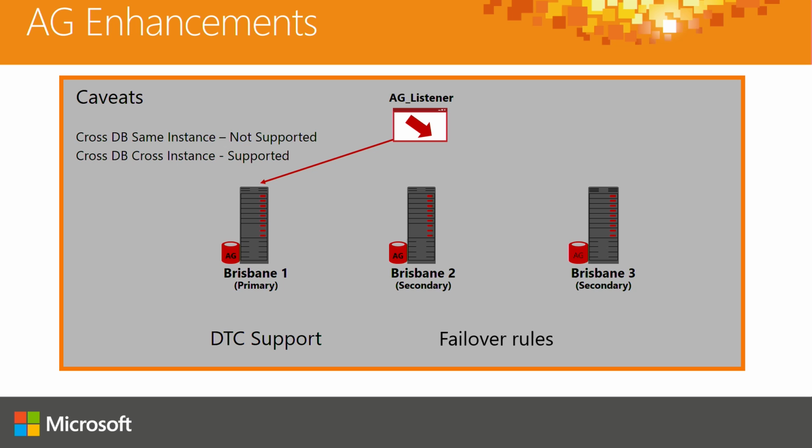Is that going to allow you to start looking at using Always On availability groups to meet your HA and DR for those of you who use DTC as a requirement in your environment? Yeah?